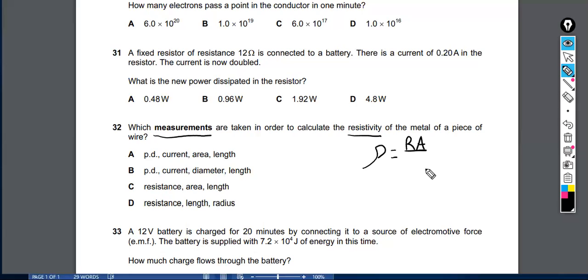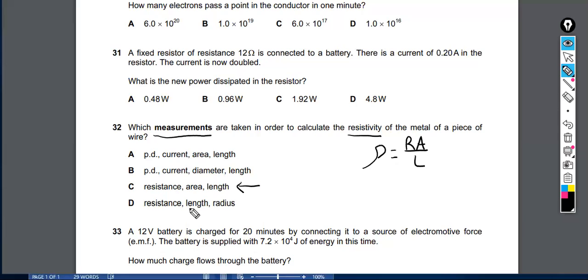RA over L. Students that go, oh, to get resistivity, you just got to measure the resistance, the area, and the length. Those are not students that work in the laboratory. Maybe because it's 2020 and there's no high contact surfaces. So students that just say, oh, you need to know these three things, that's what you measure in the lab, they've never really measured anything in the lab.